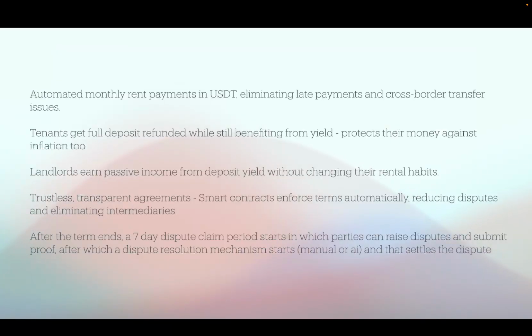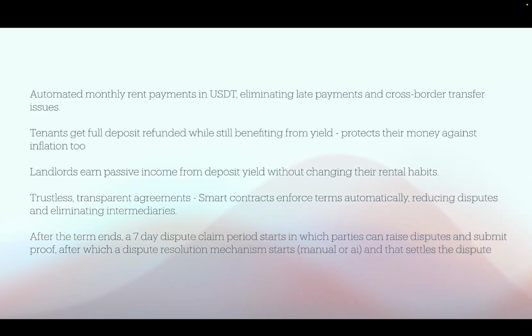So yeah, let's go ahead. And what are the perks and things integrated here? The automated monthly rent payments made in USDT eliminate late payments and cross-border transfer issues. Tenants get the full deposit refunded while still benefiting from yield, and it protects their money against inflation too. Landlords earn passive income from deposit yield without changing their rental habits. Trustless, transparent agreements: smart contracts enforce terms automatically, reducing disputes and eliminating intermediaries.